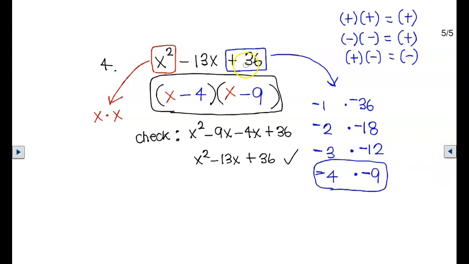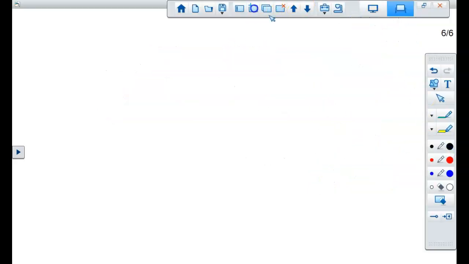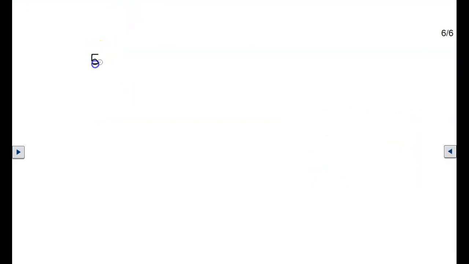But notice, you are going to have to think about what signs to use. When there are negatives in your problem, you're going to need some negative numbers over here. And how many negative numbers you need over here will depend on whether this number is a positive number or a negative number. Hope that's making sense. If not, you'll let me know. All right, let's try another one like that.